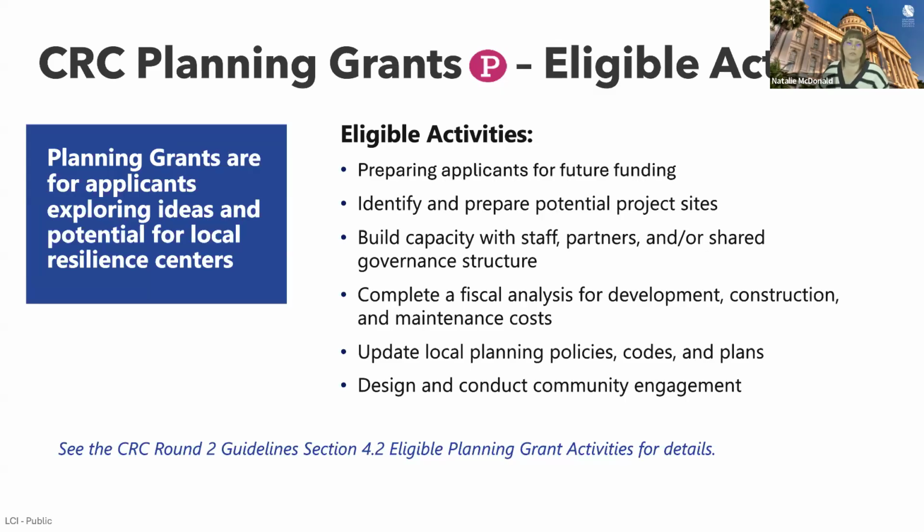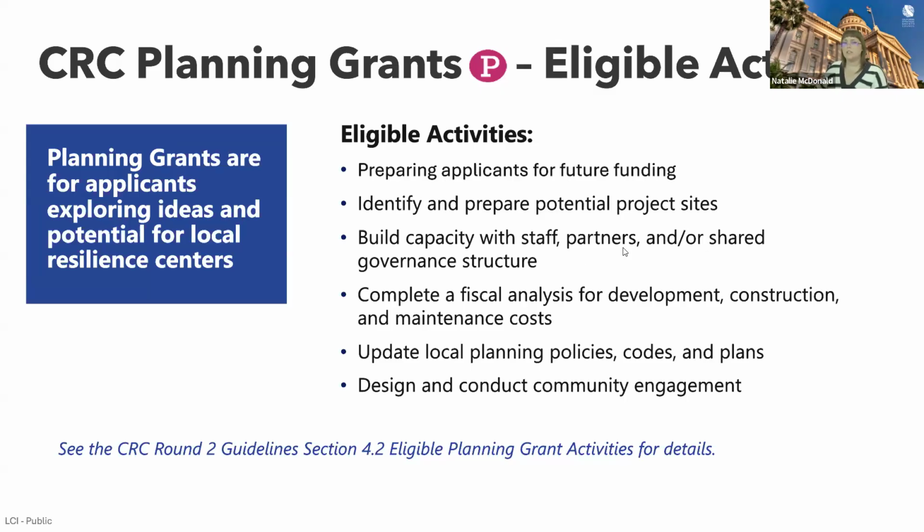Activities may also include building and sustaining the capacity of project leads and partners, evaluating and updating local policies and codes, and preparing or revising jurisdictional plans. In addition, applicants can design and conduct community engagement efforts and incorporate those results into new or enhanced programs and services. Please refer to the CRC Round 2 guidelines, Section 4.2 for more information on eligible planning grant activities.